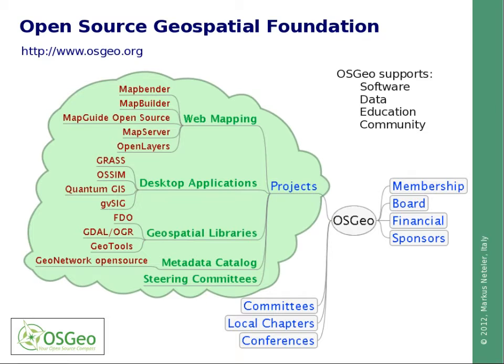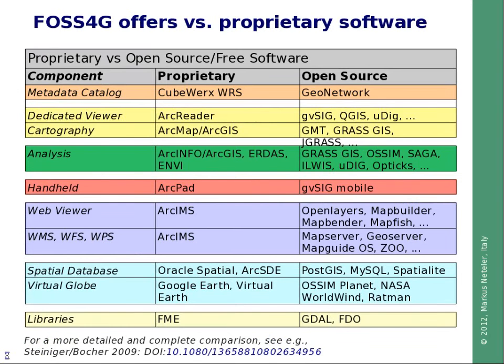What does FOSS4G offer with respect to proprietary software? In this table you can see on the left side the different components, from metadata catalogs to dedicated viewers, cartography tools, GIS analysis, handheld and mobile, web services and viewers, spatial databases, virtual globes and libraries. In the center column you find some proprietary products, and on the right side you see a column of open source answers.